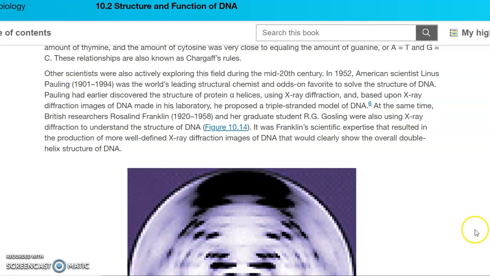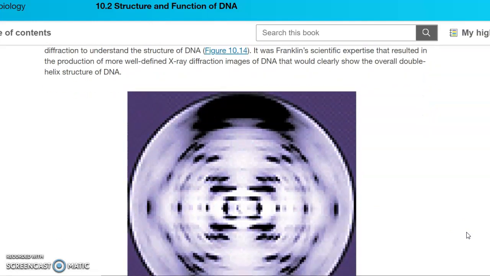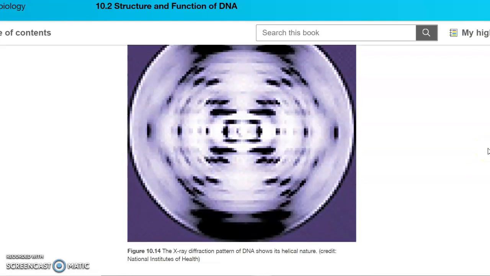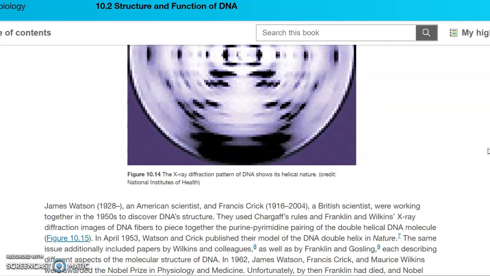And at the same time, over in Britain, we had Rosalind Franklin and her graduate student, who were also using X-ray diffraction. And what she came up with is this double helix. She was able to observe this kind of X pattern and figured out that there was a double helix, showed its helical nature. Now, we had another group, Watson and Crick. So Watson was an American, Crick was British, and Watson was in Britain working with Crick on the discovery of this structure.